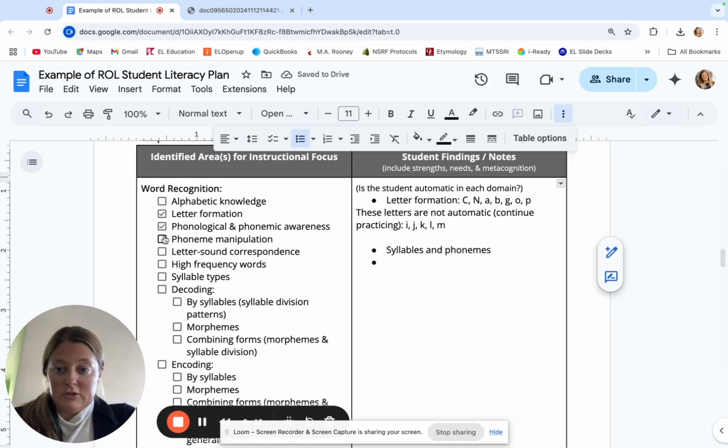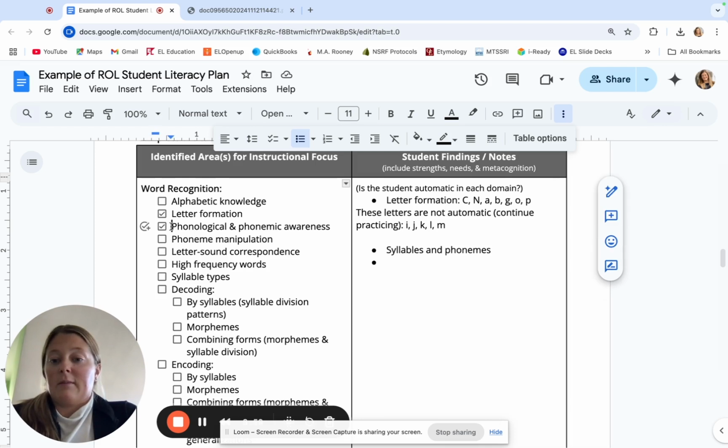Phoneme manipulation. I didn't test his ability to manipulate phonemes, so I'm not going to click that one. And we know that being able to segment and blend are the primary things you need for reading and spelling, so that's getting hit here. Letter sound correspondence. Yes, we do need that. Oh, here I'm going to clarify this is phonological phoneme work.